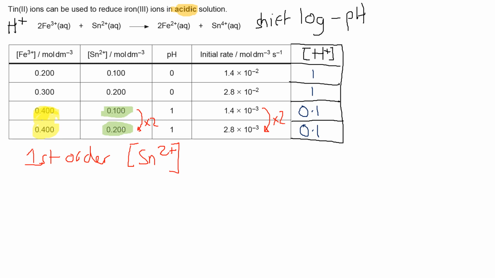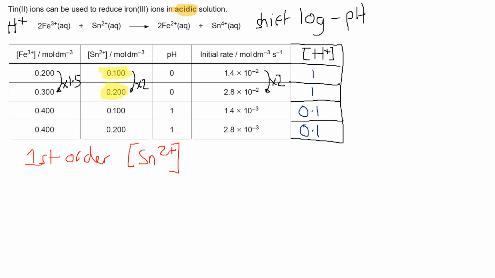What about the Fe3+? Well, let's take this shading off and we'll have another look at some other experiments. If you look at experiments 1 and 2, the concentration of the Sn2+ is doubling. Now, because it's first order with respect to Sn2+, we'd expect the rate to double. The Fe3+ is times 1.5. The concentration of H+ is constant, and the rate is doubling.